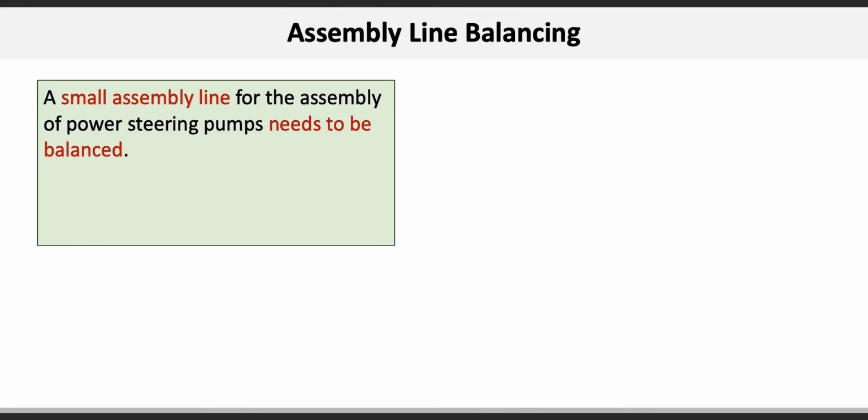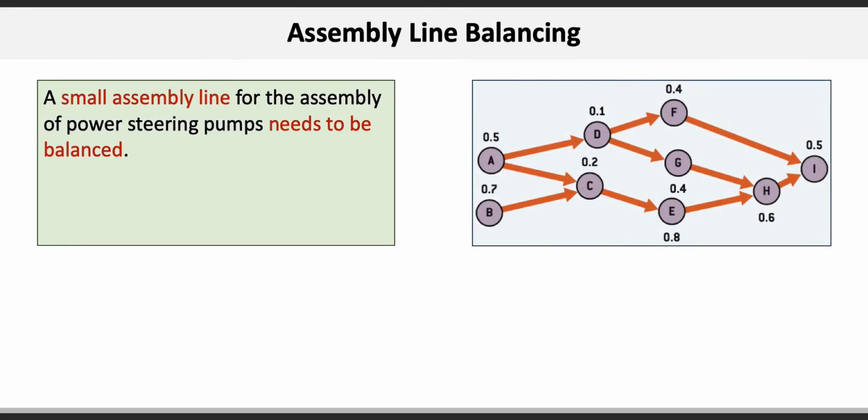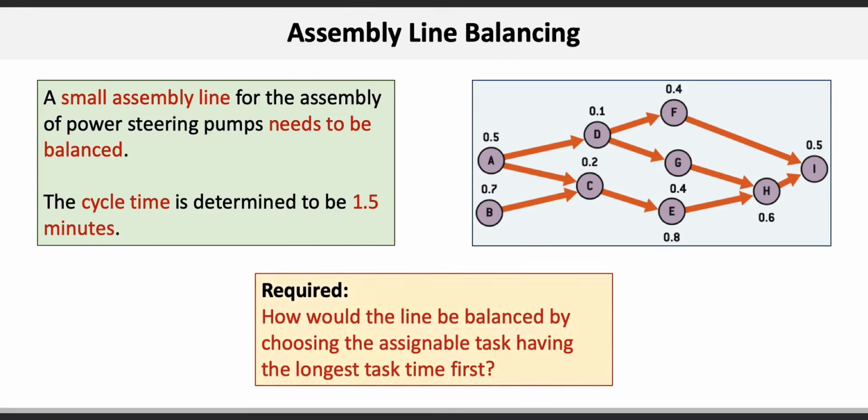A small assembly line for the assembly of power steering pumps needs to be balanced. As you can see from the precedence diagram, there are 9 tasks that need to be organized into workstations. The cycle time is determined to be 1.5 minutes. The requirement for this problem is to balance the line choosing the assignable task having the longest task time first.